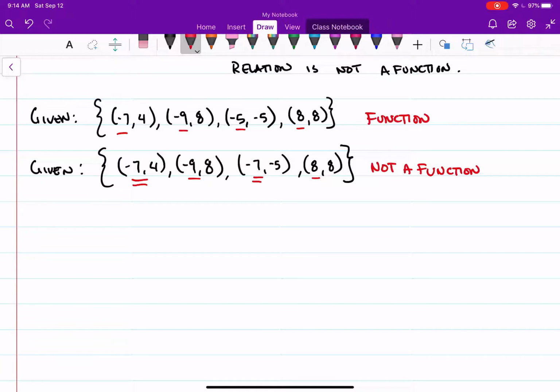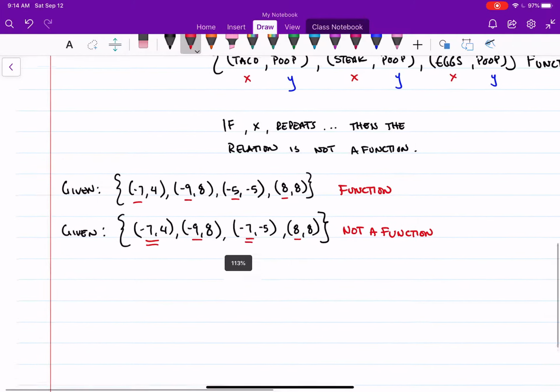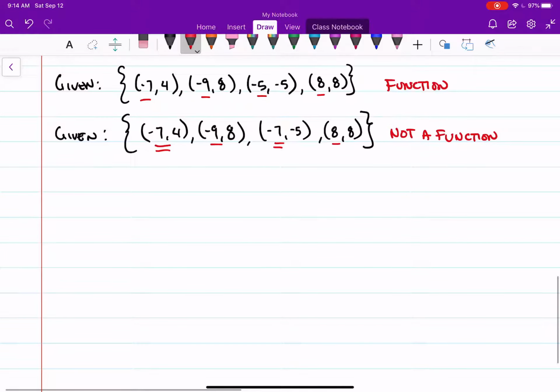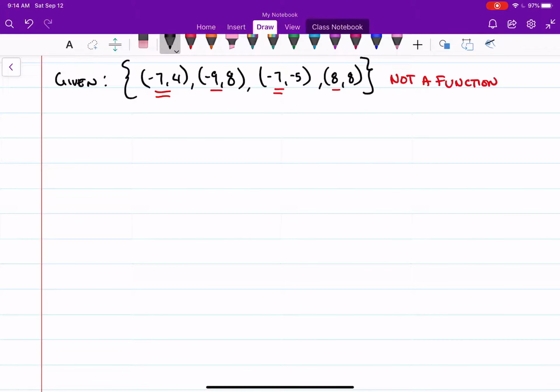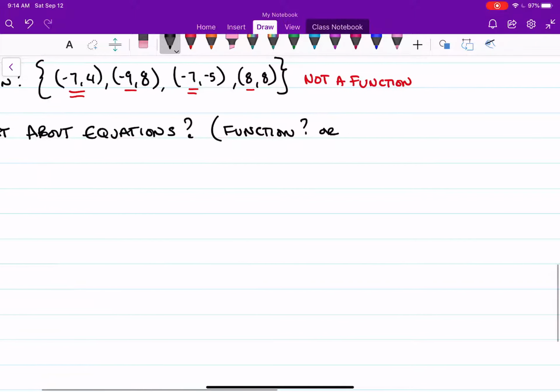All right, so let's take a look at what about equations. If an equation is a function or not, okay? So, what about equations, function or not?